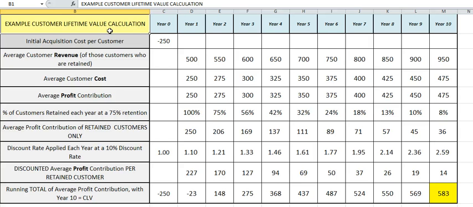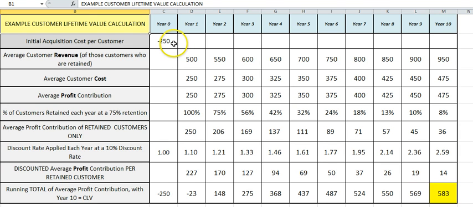In this video, I'm going to show you how we calculate customer lifetime value in a step-by-step manner. So in this case, we've calculated down here customer lifetime value to be $583. So how does that happen?